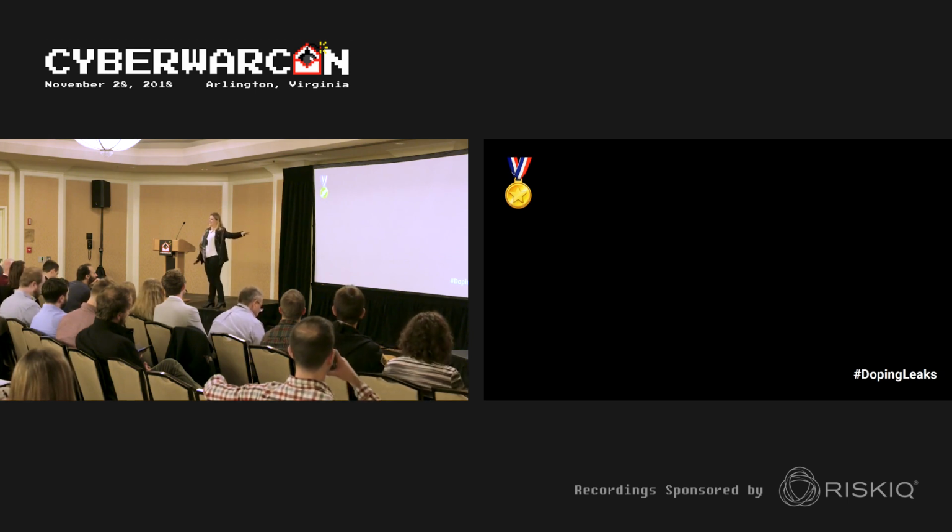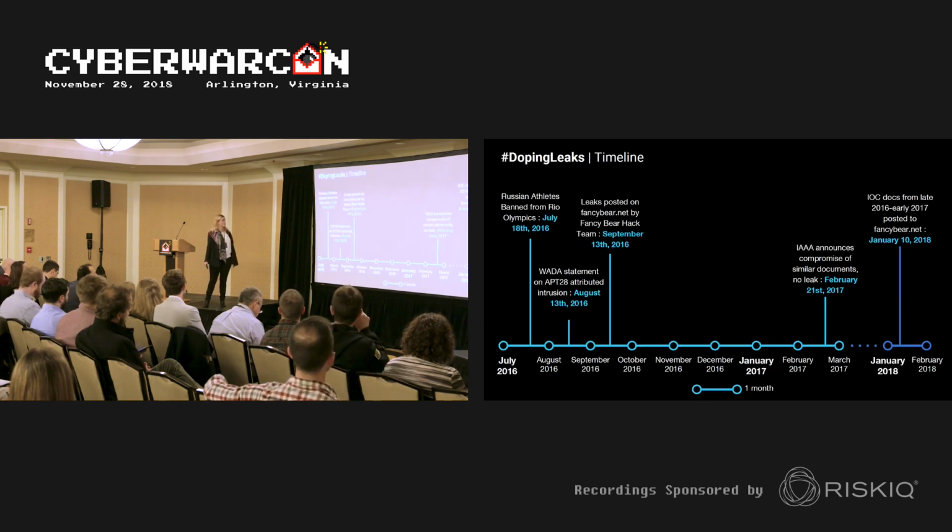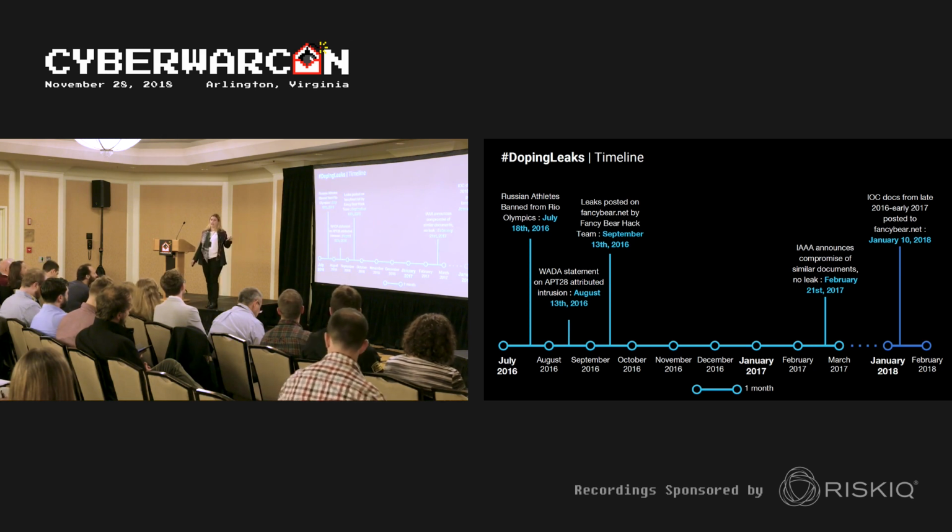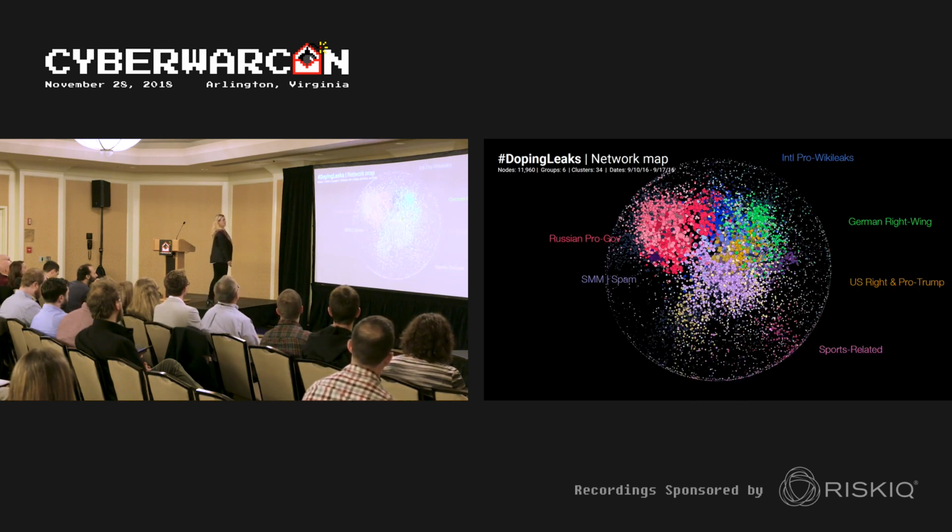So this was very abstract. Let's look at how this looks in concrete terms on a network map with a first case study, which is Doping Leaks. That's a timeline that recaps the first two phases, from hacking to publication. Here, publication is done on a dedicated website, fancybear.net. And this is the network map of accounts who participate in the dissemination.